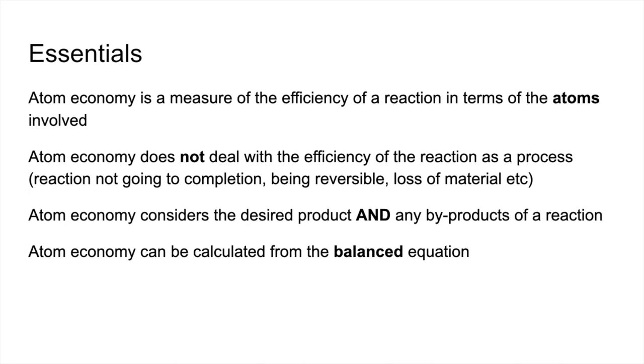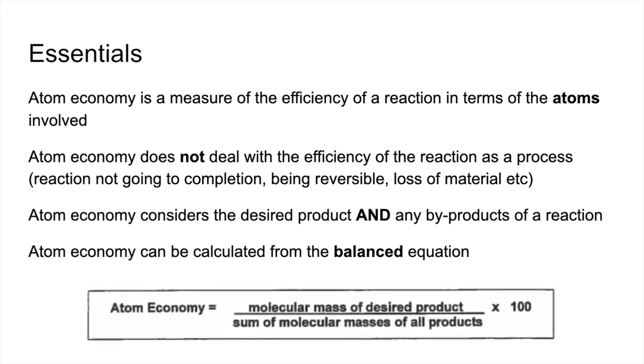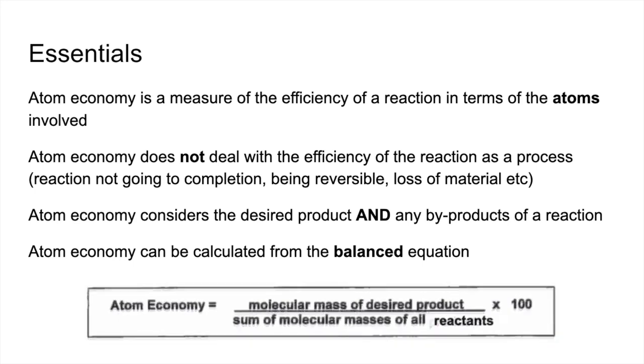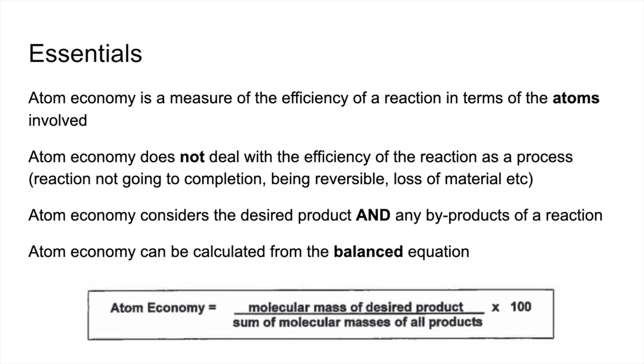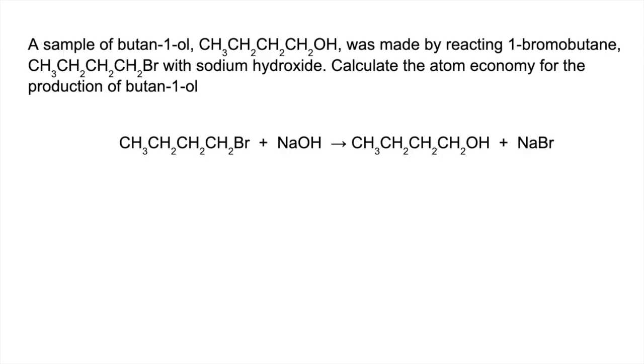So the formula we use for that looks like this. Atom economy is the molecular mass of your desired product over the sum of the molecular masses of all of the products, times 100. Or you could do it where you look at the sum of the molecular masses of all the reactants instead. Either way, you still get the same answer. I'm going to use the first version of the equation in all of the calculations that we're going to look at now. So here's the first one.